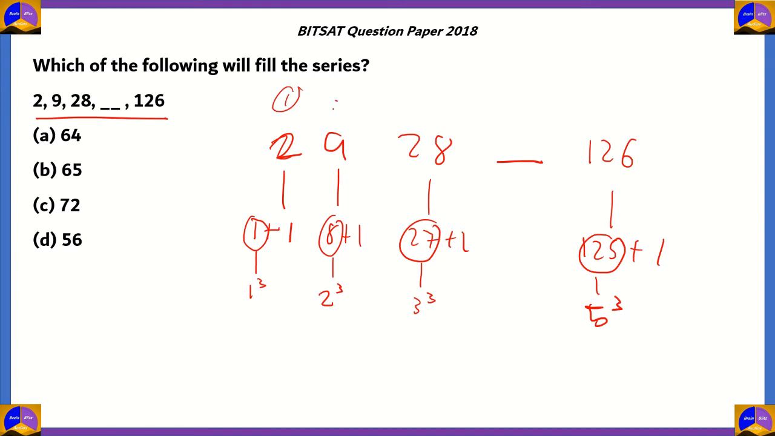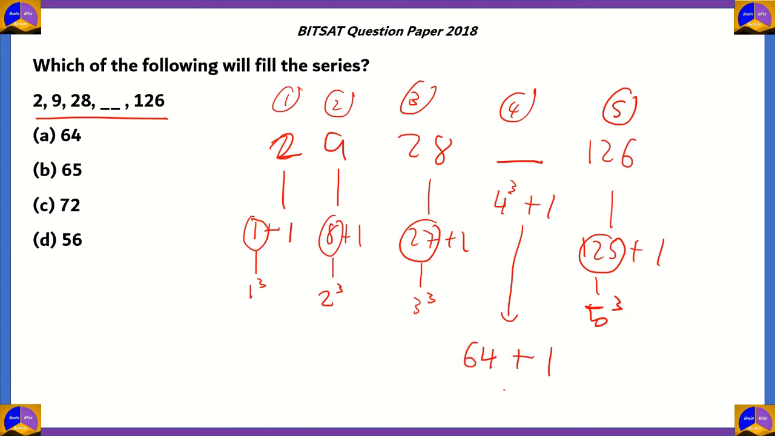So here are the positions 1, 2, 3, 4, and 5. We take the position and cube that number. So if it's 2, then it's 2 cube, and then you add 1 to it to get the actual number for that position, which is 9. So for the fourth position, we should have 4 cube plus 1. Now what is the value of 4 cube? 4 times 4 is 16. 16 times 4 is 64. 64 plus 1 gives you 65. So option B, 65, is the correct option that fills this series of numbers.